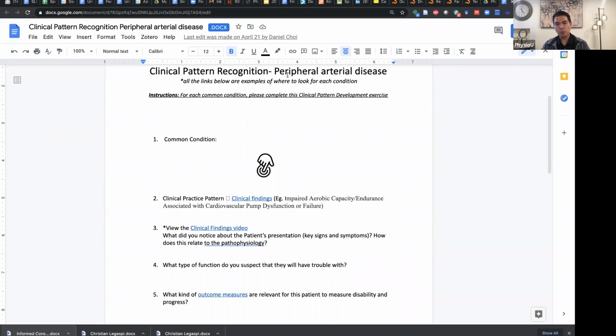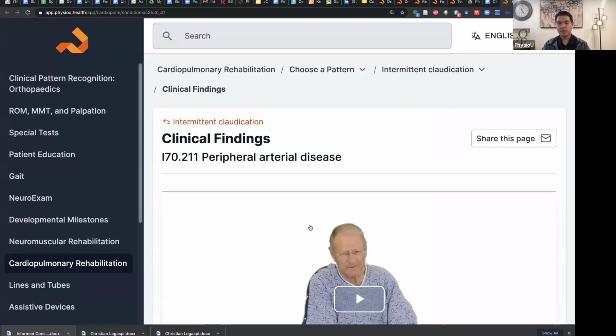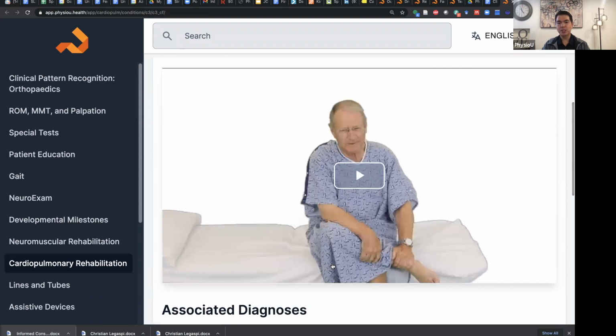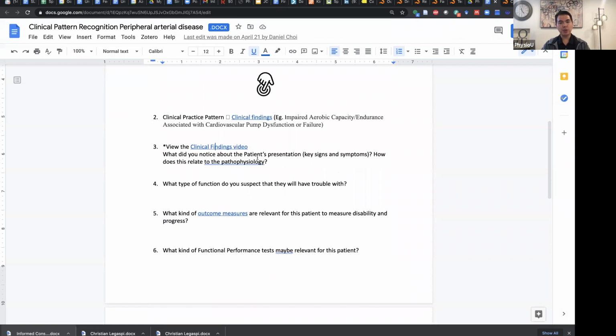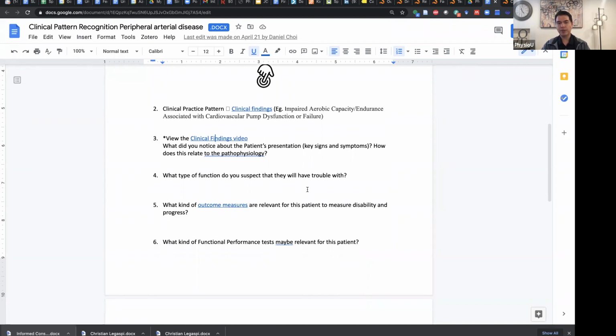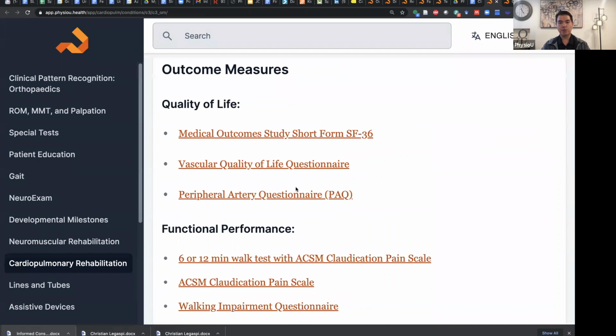When they go through and learn about peripheral arterial disease, and this is usually timed with your pathophys lecture, they will go in and click on the links. They can watch the patient talking about his problem, what he was experiencing. Then they could go down and you would ask the question, what do you notice about the patient's presentation, his key signs and symptoms? How does this relate to the pathophysiology? What type of function do you suspect they will have trouble with? What are some common outcome measures that might be relevant for this particular patient?